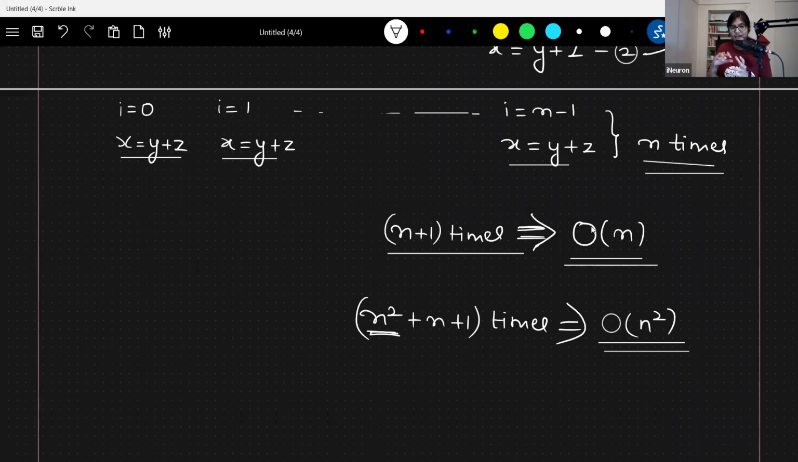Similarly, if you are getting some higher value like n cube, you will take that particular term and write it as a big O. Big O indicates that we are talking about approximations here. Fine to everyone?